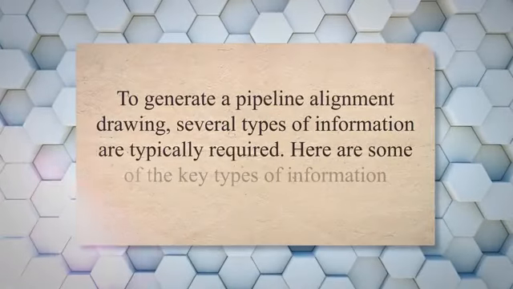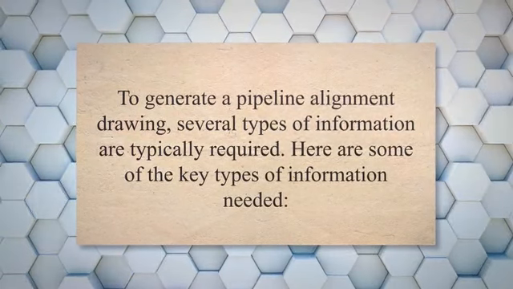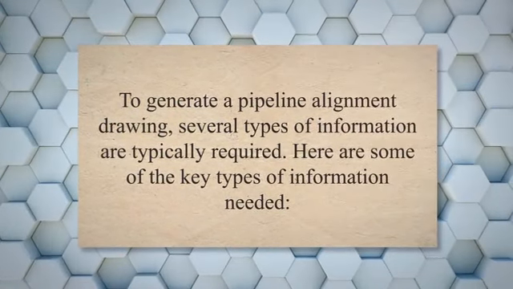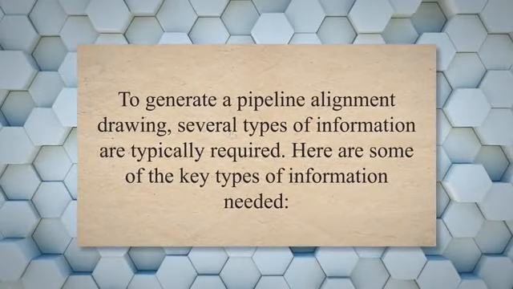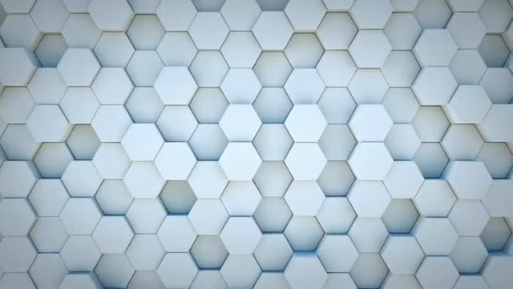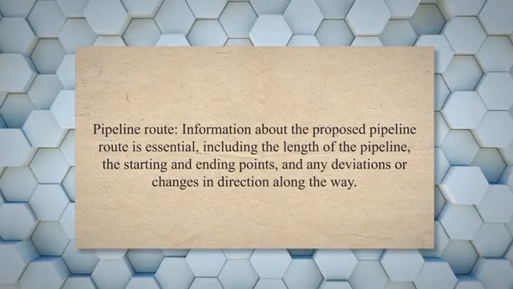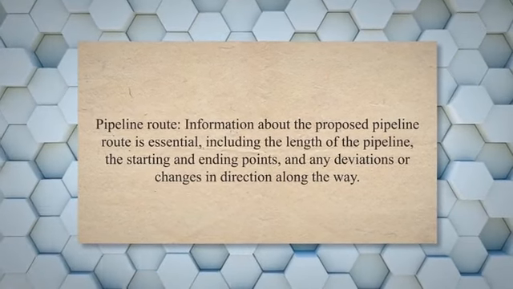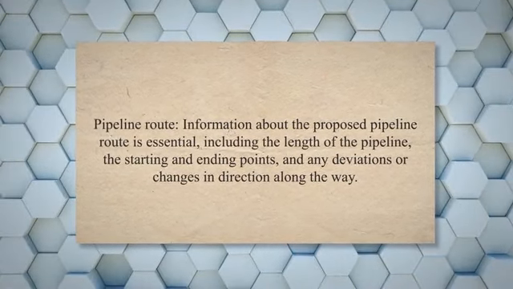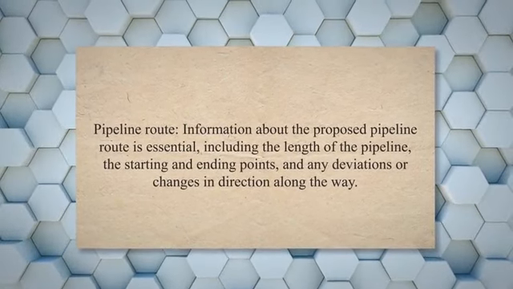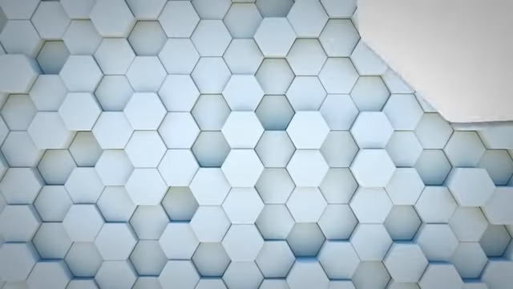To generate a pipeline alignment drawing, several types of information are typically required. Here are some of the key types of information needed. Pipeline route. Information about the proposed pipeline route is essential, including the length of the pipeline, the starting and ending points, and any deviations or changes in direction along the way.